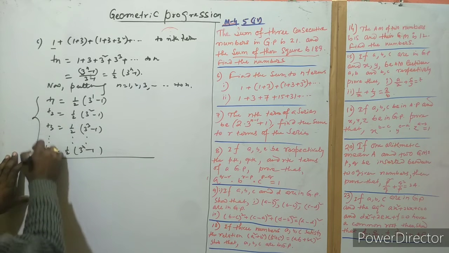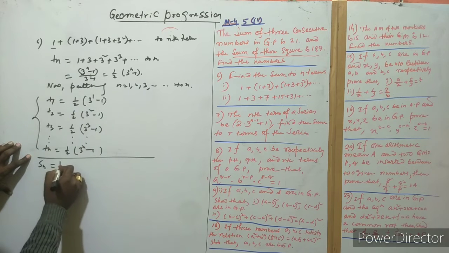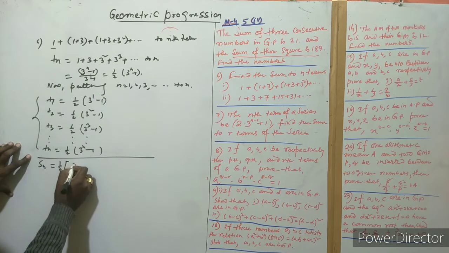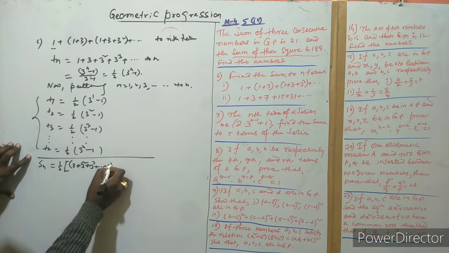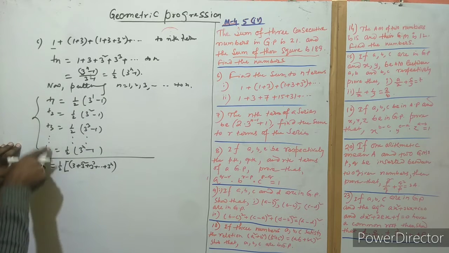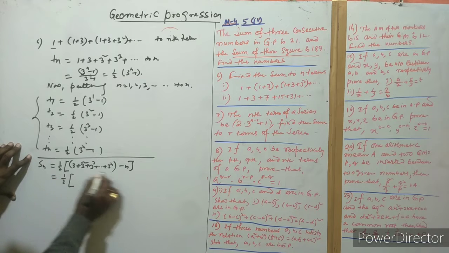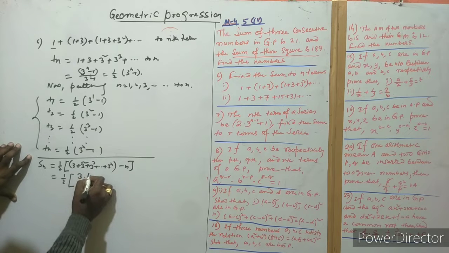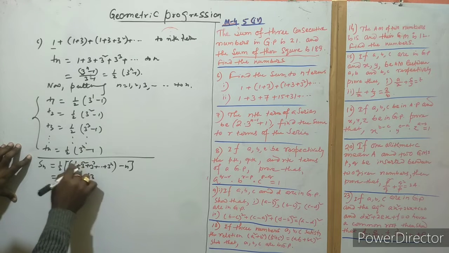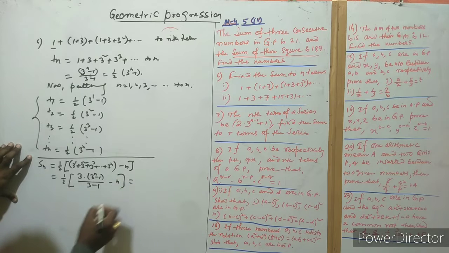If we add all this, we get n here, and we can take a common half. So in the first case, we get 3, 3 square, 3 cube, up to 3 to the power n, and minus 1, 1, 1, 1 up to n terms. So their addition would be n. And now half, and the sum of this GP series: the first term we have is 3, and the ratio is 3 also, and the number of terms is 1 to n. So this is the sum of the nth term, this minus this by 3 minus 1, minus n.